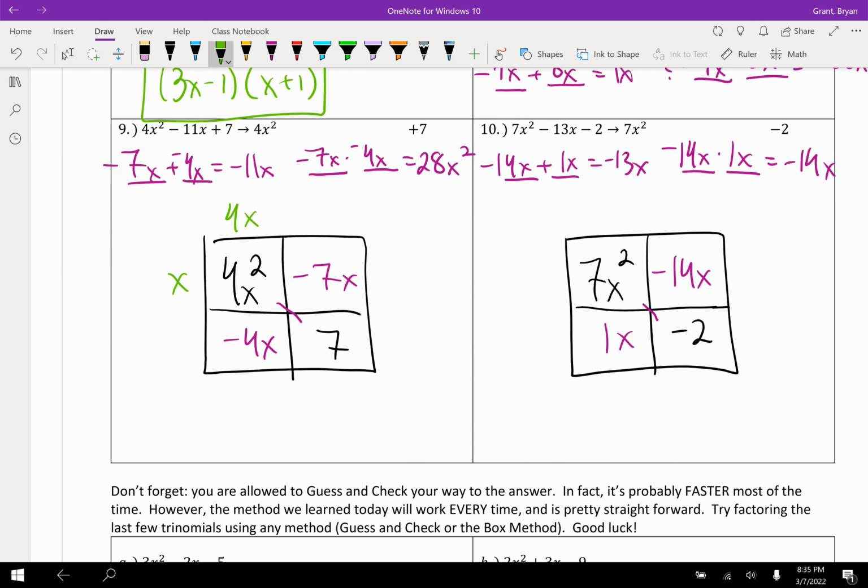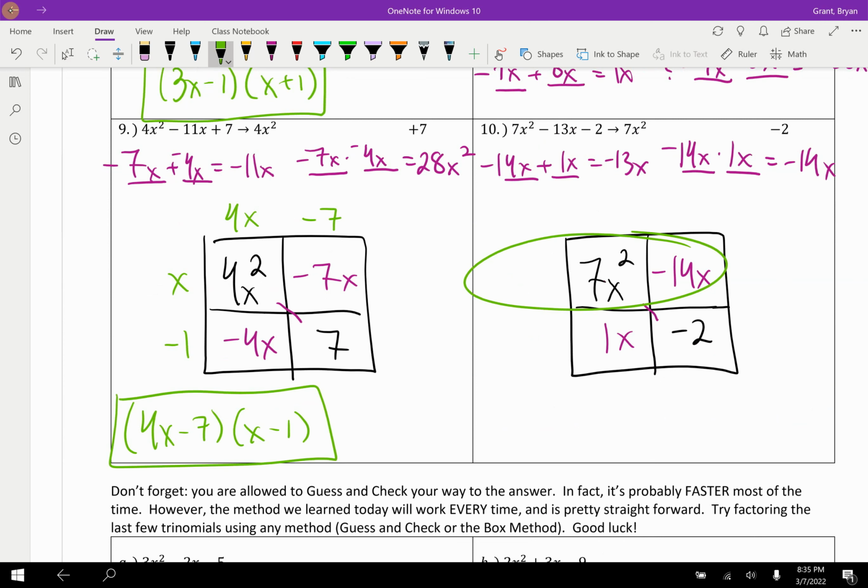4x and x, negative 1, negative 7. Final answer, 4x minus 7 and x minus 1. Last but not least, 7x squared and negative 14x. They each have a 7 in common. 7x and x, negative 2, 1, bonus box, and we're set. 7x plus 1 times x minus 2.